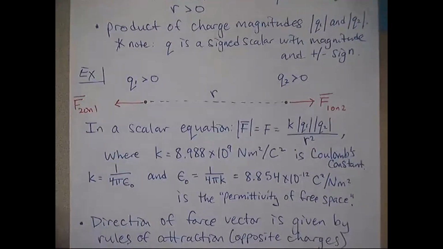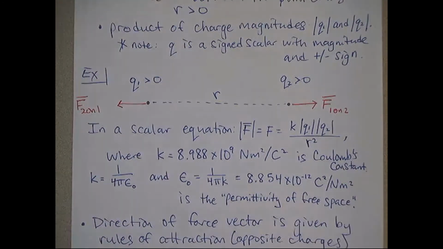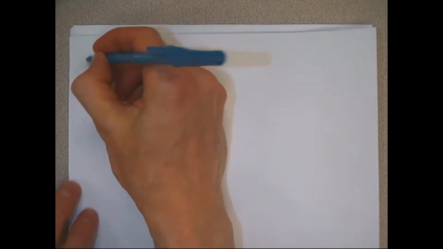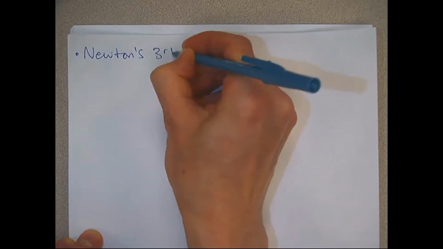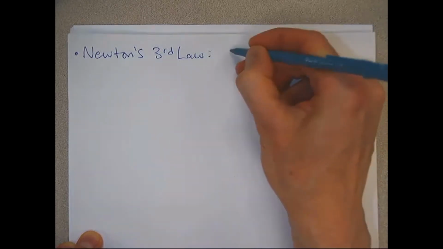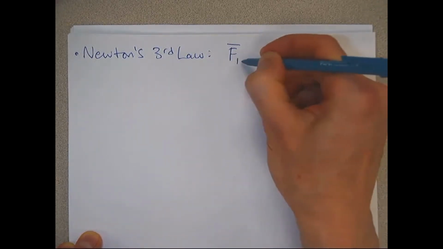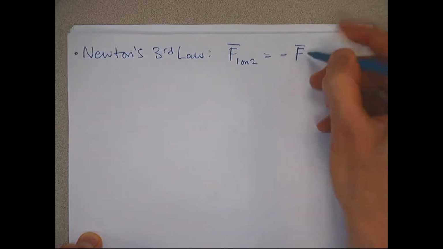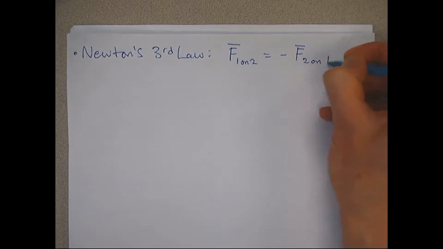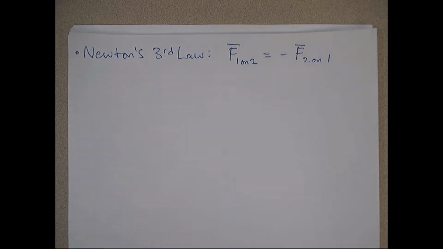You can see in the image, these are 2 objects placing a force on one another. So we should expect that those forces are a third law pair. Newton's third law tells us that the vector force 1 on 2 is the negative vector force 2 on 1. The objects are placing equal and opposite forces on one another.